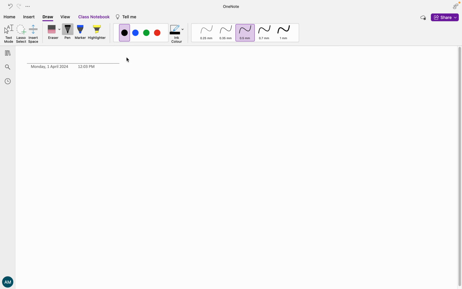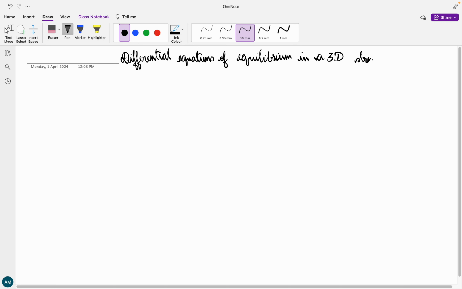Everyone, good morning. So let us derive the differential equations of equilibrium in a 3D stress system. We are going to derive differential equations of equilibrium in a three-dimensional stress system. Okay. So, to begin with, let us first consider a three-dimensional system.